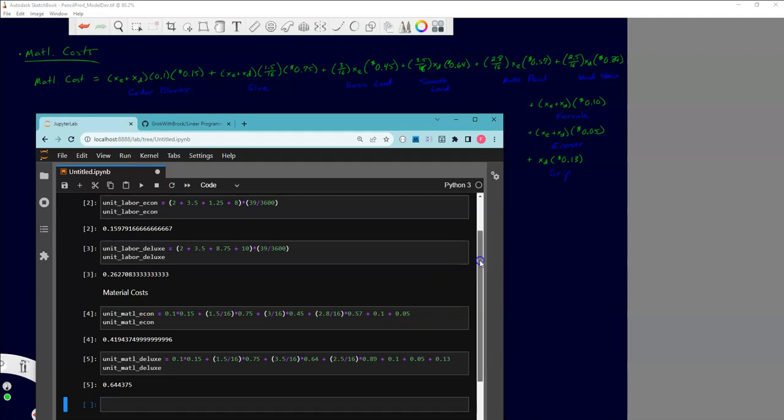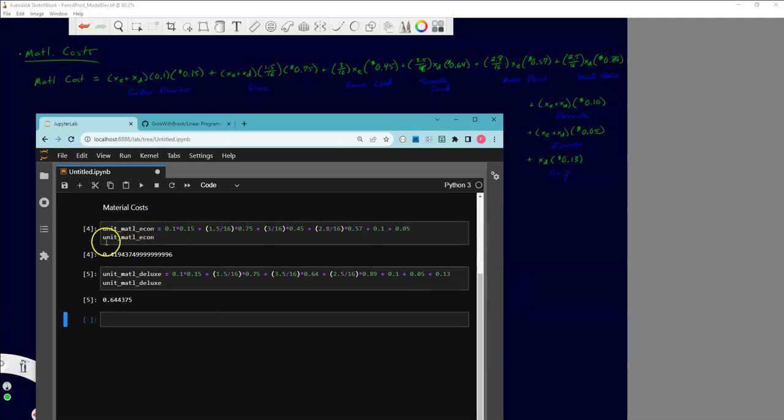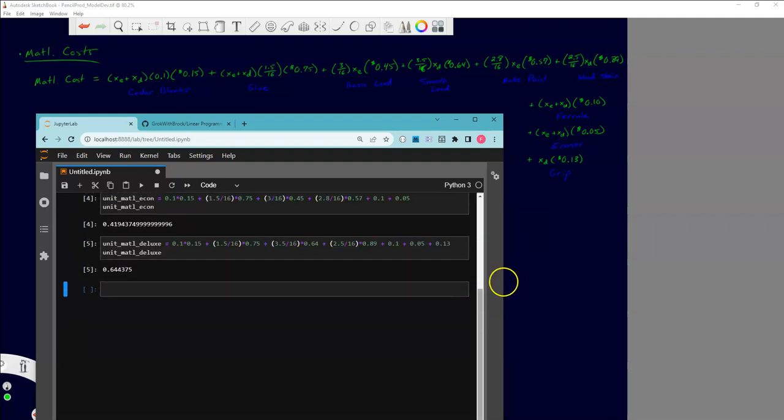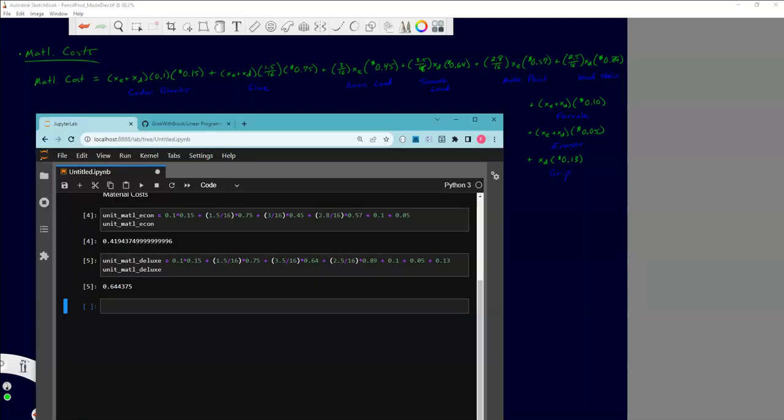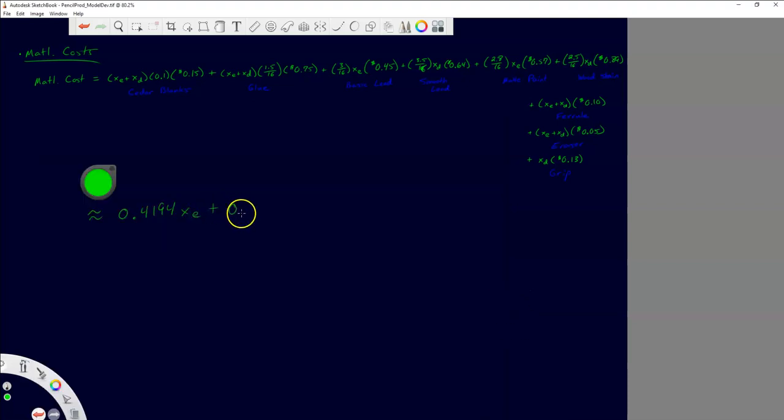Alright, so collecting like terms, we come up with some coefficients that are close enough for what we're doing today. So in this case, we'll call it 0.4194 x sub b, and 0.6444 x sub d.